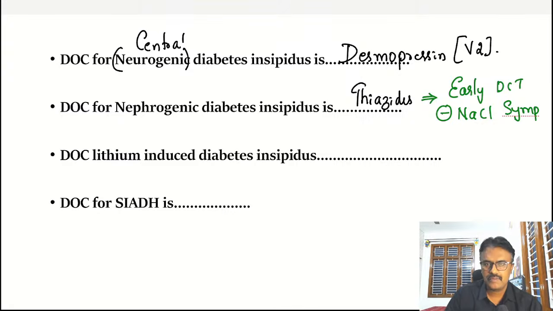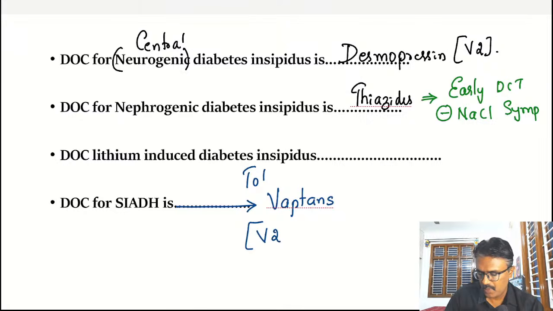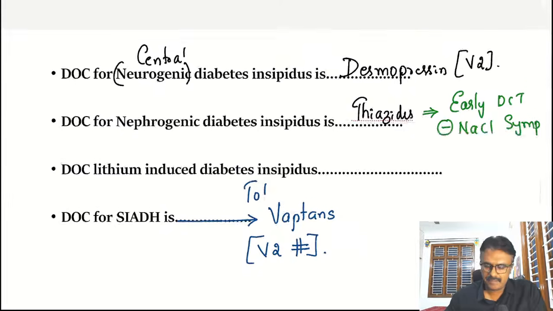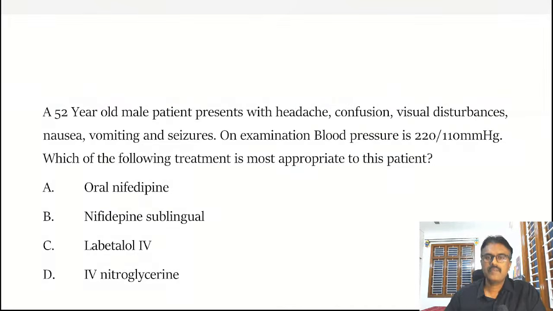Lithium, I told you. SIADH, what is the drug of choice? The names are vaptans. Let me tell you the name, tolvaptan. What is the mechanism of tolvaptan? It's a V2 receptor antagonist. SIADH, syndrome of inappropriate antidiuretic hormone. Right? Yes. Let's move on to the next question.